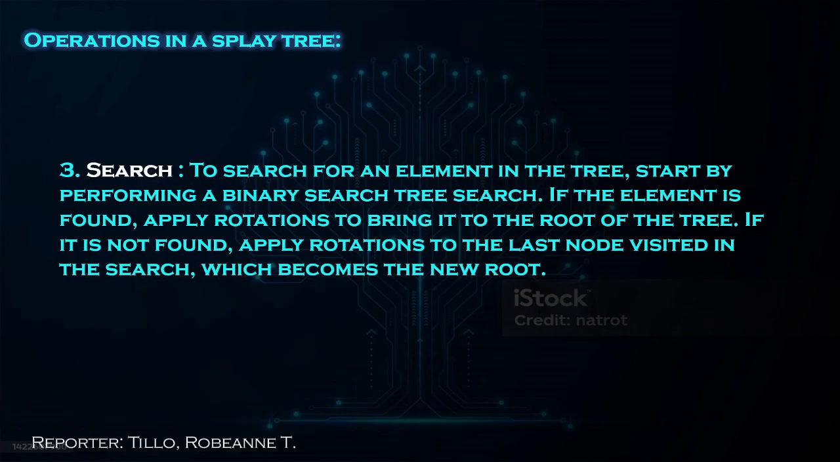Search. To search for an element in the tree, start by performing a binary search tree search. If the element is found, apply rotation to bring it to the root of the tree. If it is not found, apply rotation to the last node visited in the search, which becomes the new root.